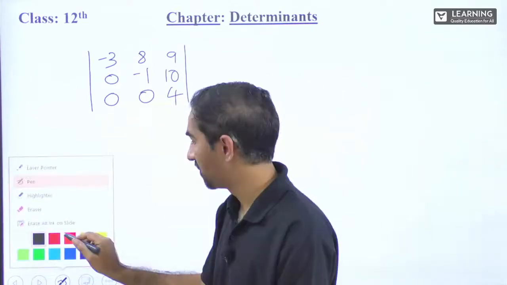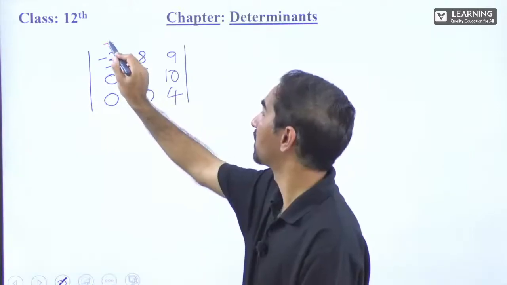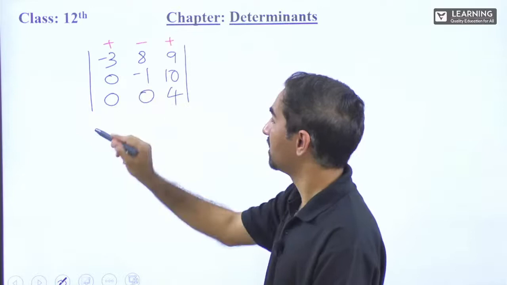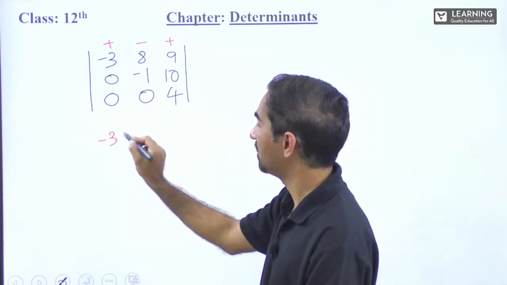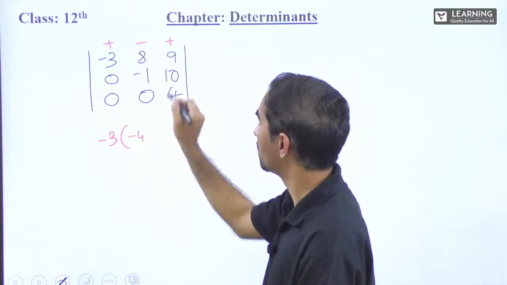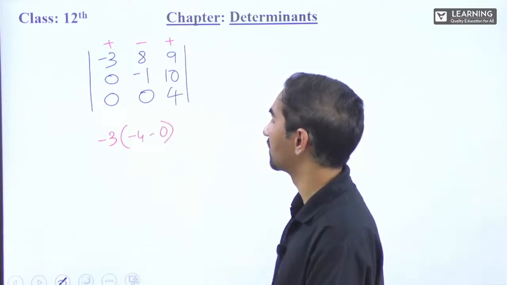Before we start with the value of the determinant, we have to write the cofactors plus, minus and plus. So plus into -3, so that will become -3 of 4 into -1 is -4. 0 into 10 is 0. Correct?